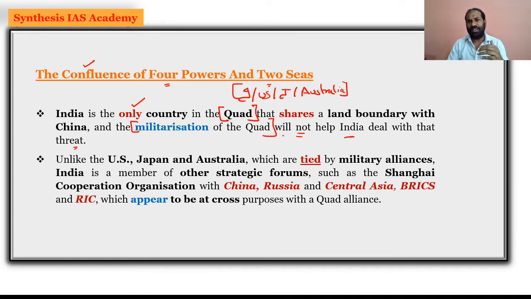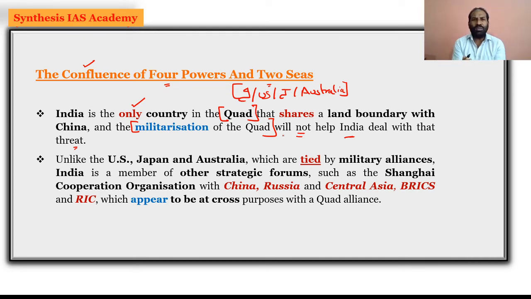No doubt we are experiencing it now in eastern Ladakh, along the LAC, and we also have skirmishes in the Sikkim middle sector. We also experienced it in the 2017 Doklam issue, the Chumbi Valley, and we have come across land boundary issues between India and China even in the Arunachal sector. So certainly India is the only country among the Quad which shares a land boundary with China, and that is really a cause of concern.